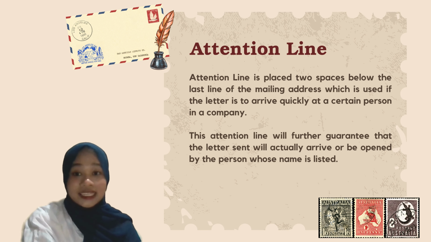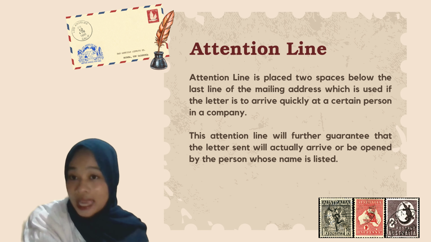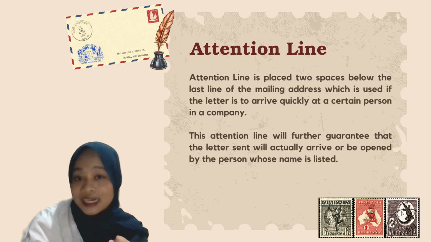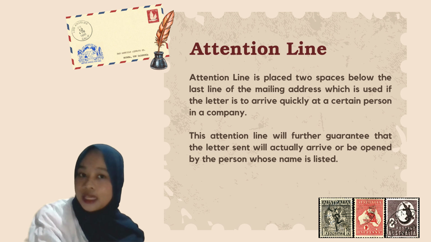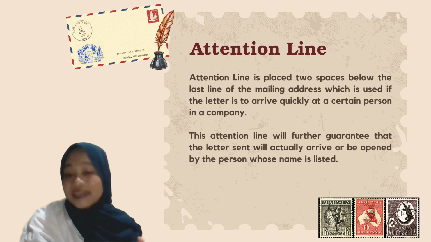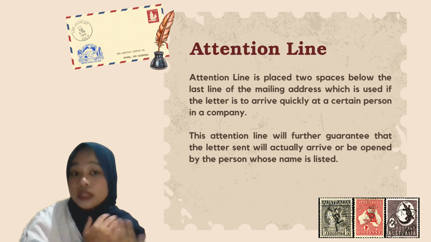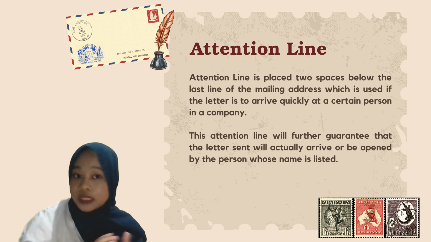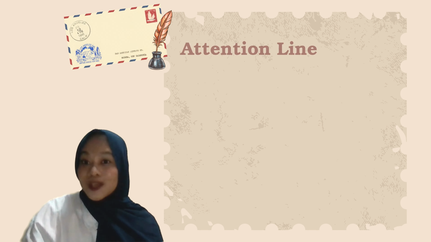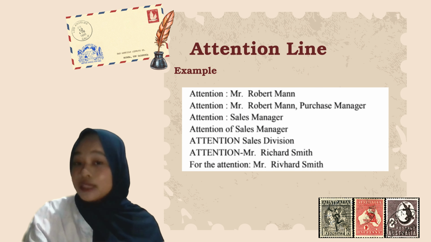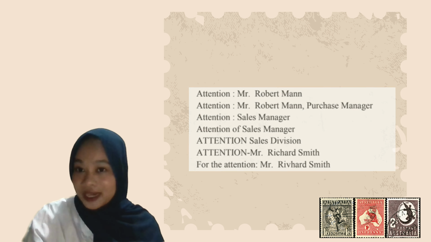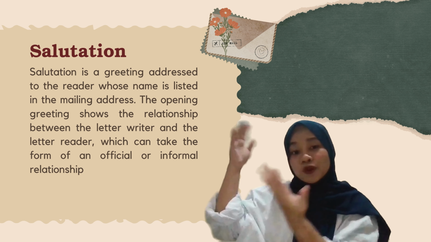The next part of a letter is the attention line. The attention line is placed two spaces below the last line of the mailing address, and is used if the letter is to arrive quickly at a certain person in a company. The attention line will guarantee that the letter sent is actually received or opened by the person whose name is listed, Mr. Robert Mulder.